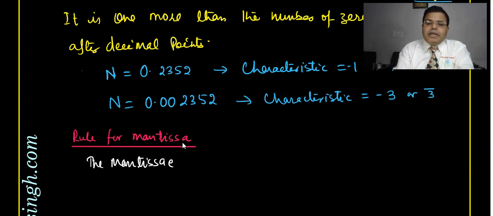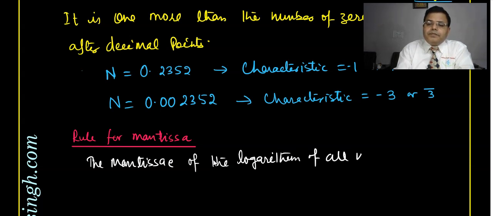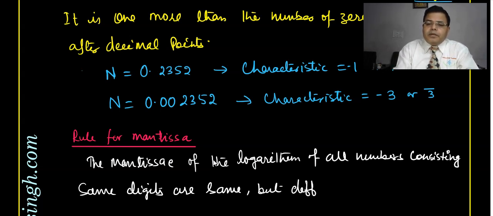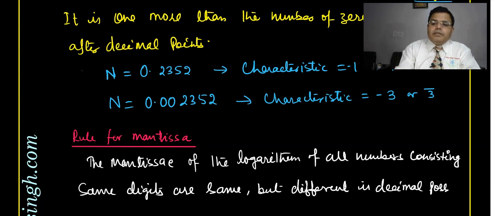The mantissa of the logarithm of all numbers consisting of the same digits are the same, but different in decimal position. Different in decimal position, right?